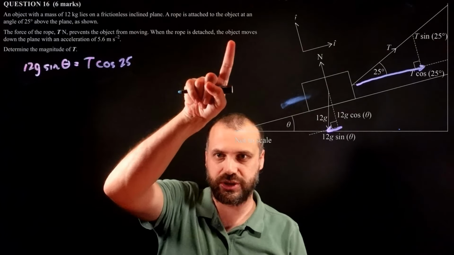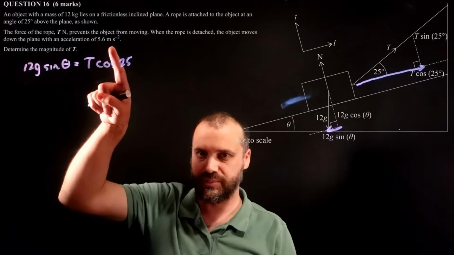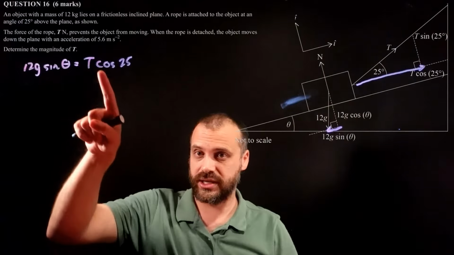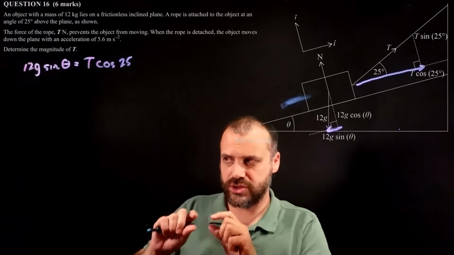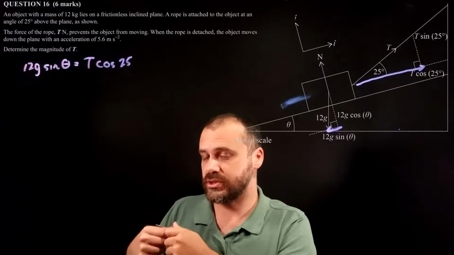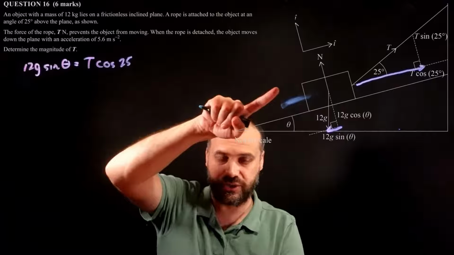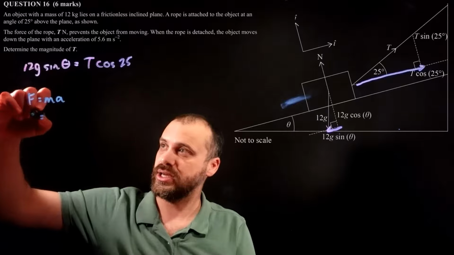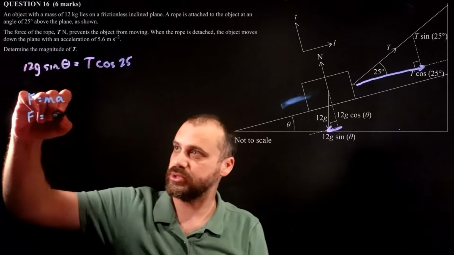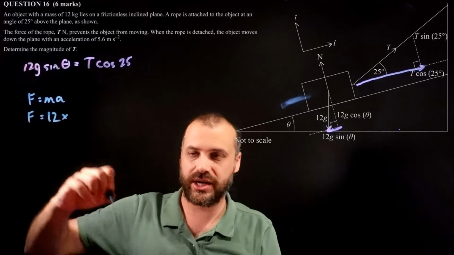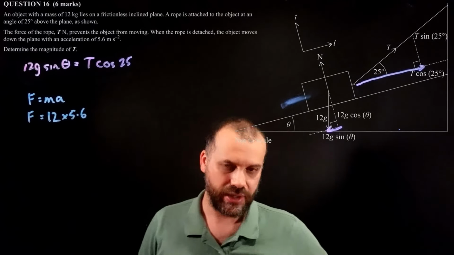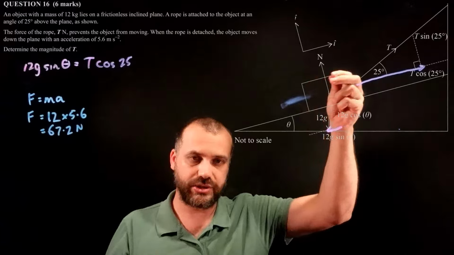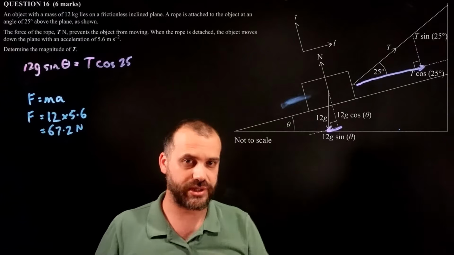When the rope is detached, the object moves down the plane with an acceleration of 5.6 meters per second squared. All of this stuff is in forces, and now we're talking acceleration. So let's turn that acceleration into a force. What force is required to create that acceleration on this object? We know that force equals mass times acceleration, and the mass of this object is 12 kilograms, accelerating at 5.6. Calculator: 67.2 is the force required to accelerate this object at 5.6 meters per second squared.